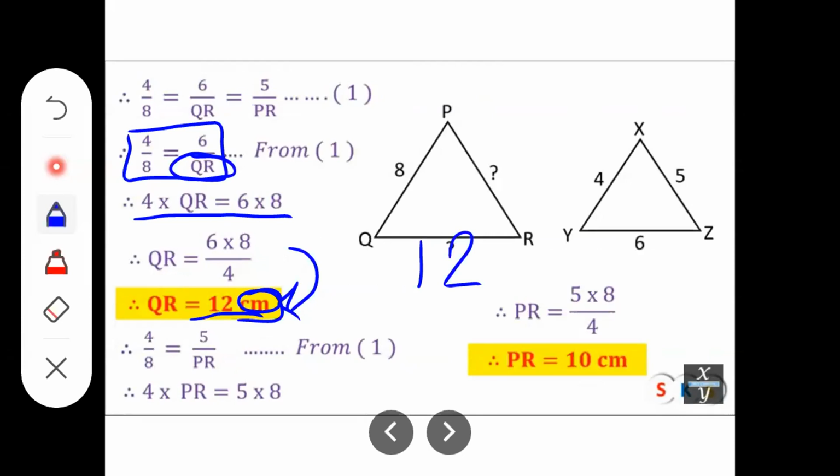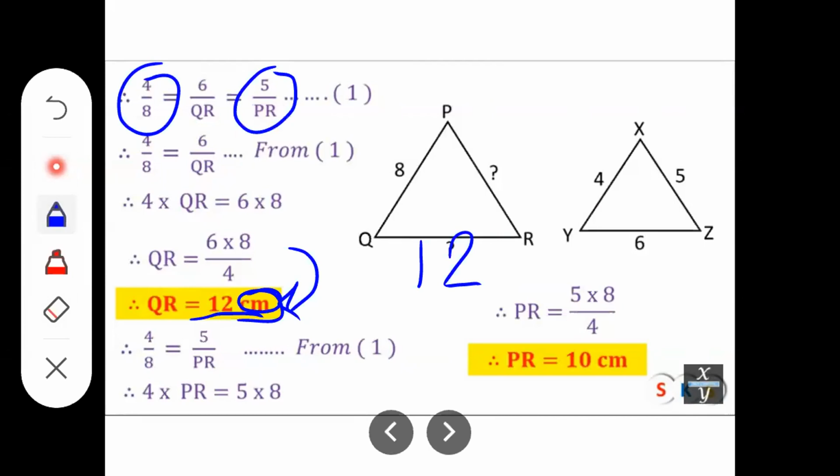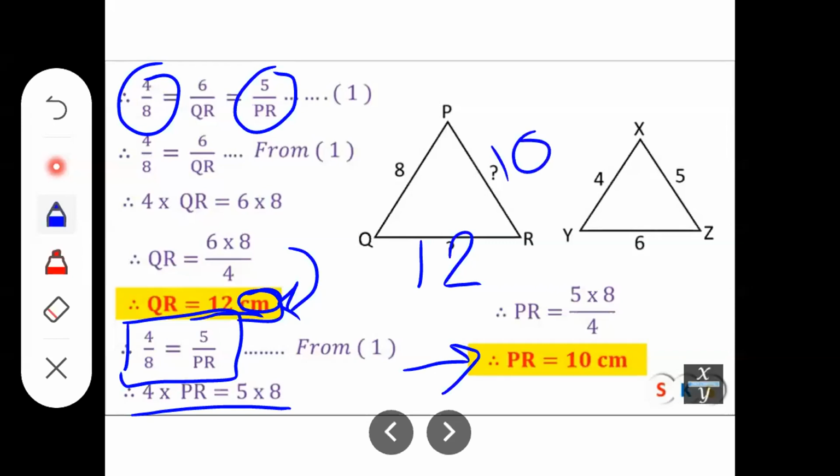Now to find the value of PR, what I told before is that we take this ratio along with this one. So this is the pair. Do cross multiplication, and we will get the value PR equal to 10 centimeter.